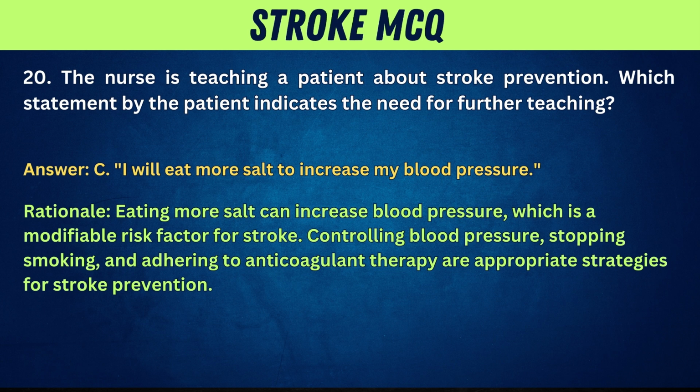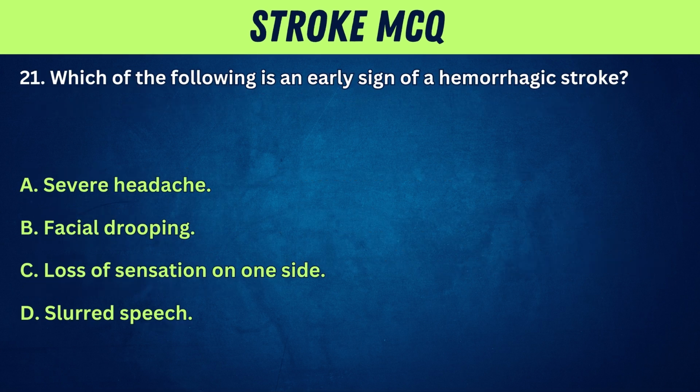Rationale: eating more salt can increase blood pressure, which is a modifiable risk factor for stroke. Controlling blood pressure, stopping smoking, and adhering to anticoagulant therapy are appropriate strategies for stroke prevention. 21. Which of the following is an early sign of a hemorrhagic stroke?